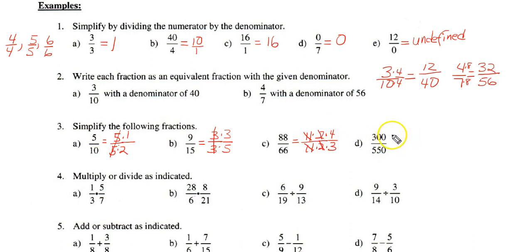Now there's little shortcuts we can use sometimes. I can see that I could take a 10 out of there by knocking off that 0. So I'm left now with 30 over 55. And I know I can take a 5 out of there and get a 6. A 5 out of there and get 11. So there's my 1 again.